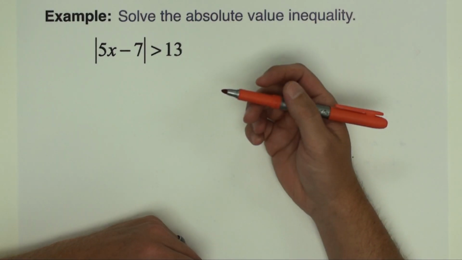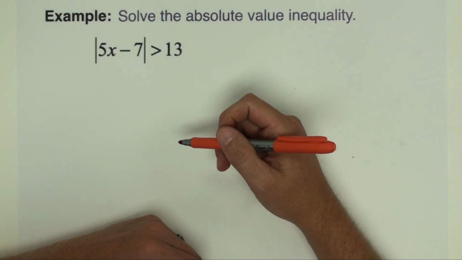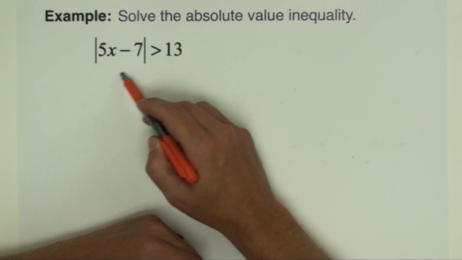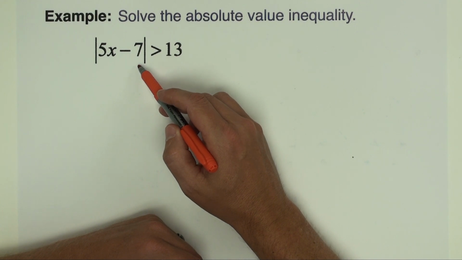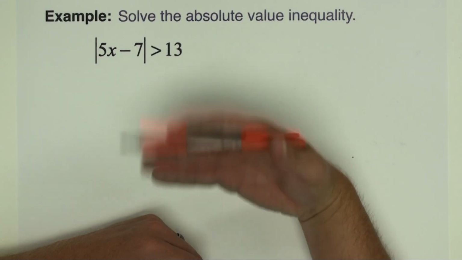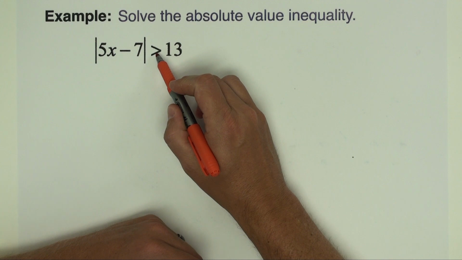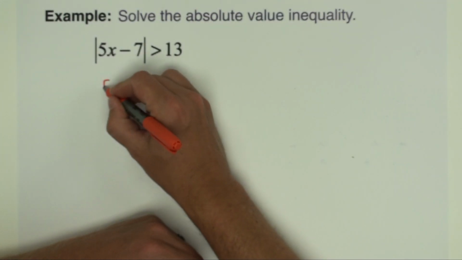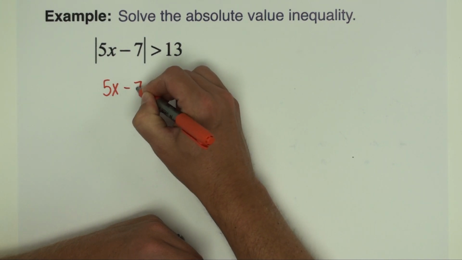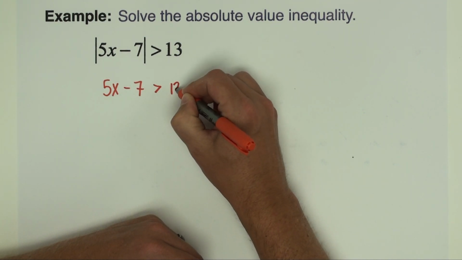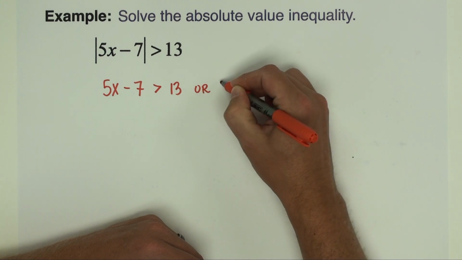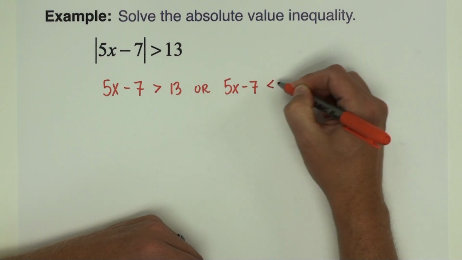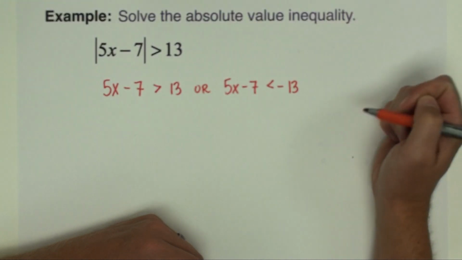First problem, I see absolute value 5x minus 7 is greater than 13. There's no other numbers on the left side with the absolute value, so I can go ahead and just begin solving right away. It's a greater than, so that tells me it's going to rewrite as an or statement. So I want 5x minus 7 is greater than 13, or 5x minus 7 is less than negative 13.